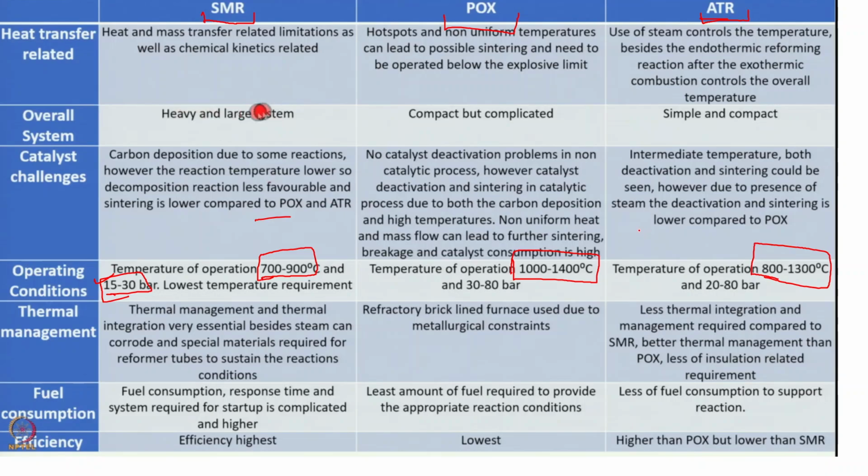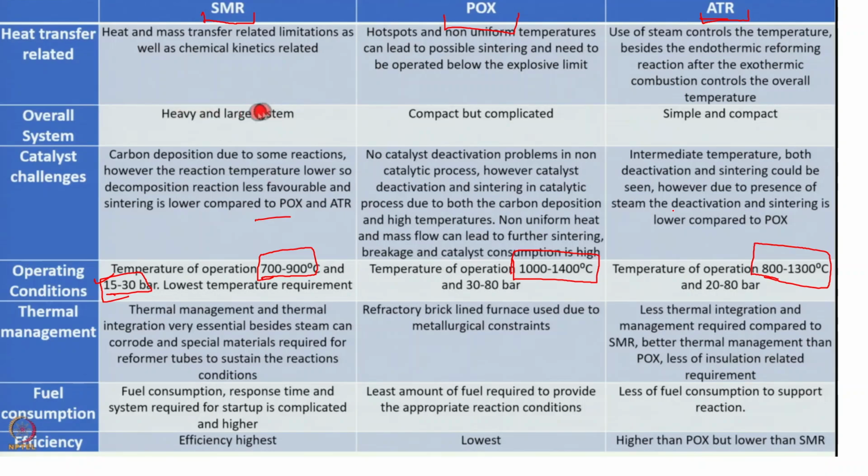In the SMR reaction, the reaction temperature lies between 700 degree centigrade and 900 degree centigrade. Partial oxidation requires very high temperature, 1000 to 1400 degree centigrade, and the pressure required is also higher. Okay, in ATR autothermal reforming, the temperature is a little lower, because partial oxidation and autothermal reactions are almost similar sorts of reactions.